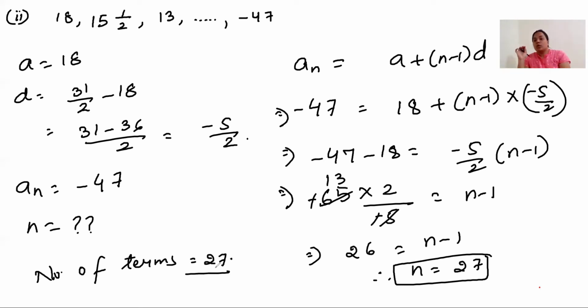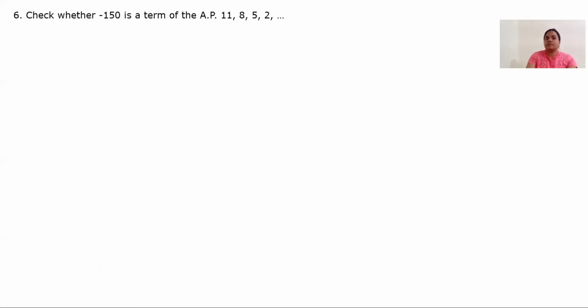Make sure we cannot have n as negative or a fraction because it is the number of terms. So we cannot say that the number of terms is minus 13, or that the number of terms is 13 by 2. We cannot say like that. So it is not possible to have n as negative or in fraction.